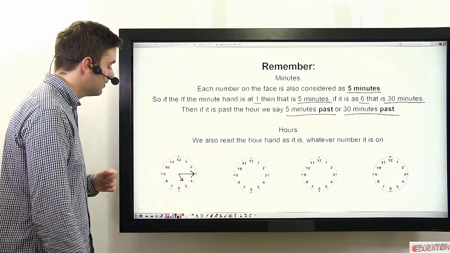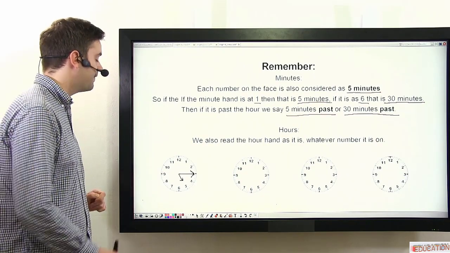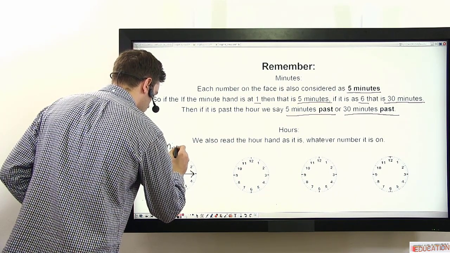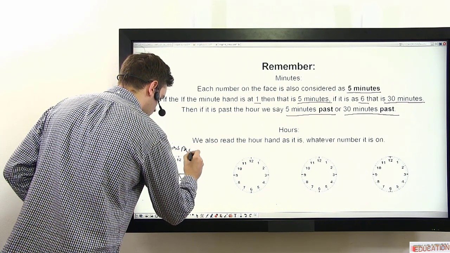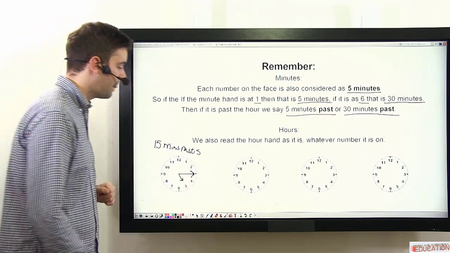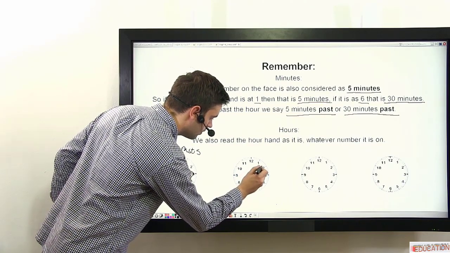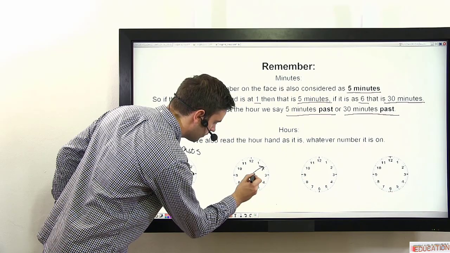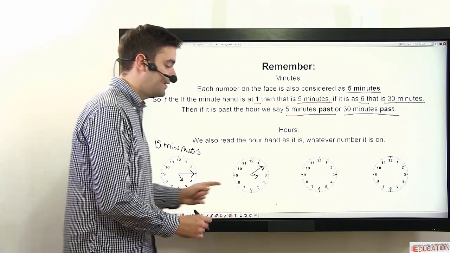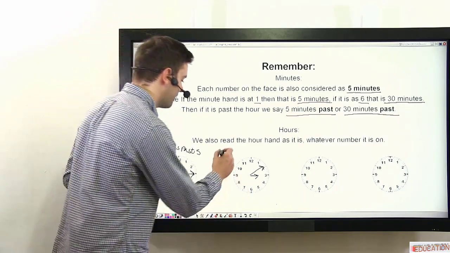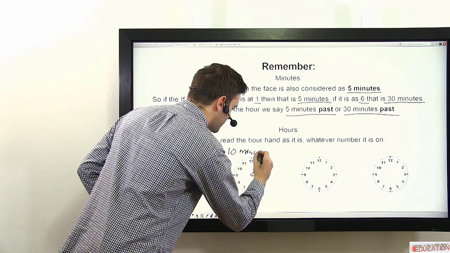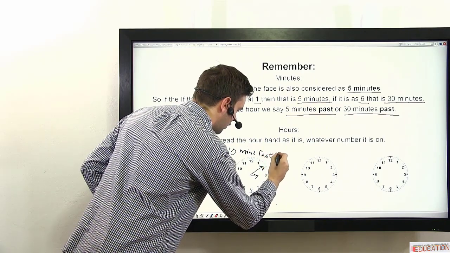15 minutes past 5. 10 minutes past 3. So 10 minutes past 3.